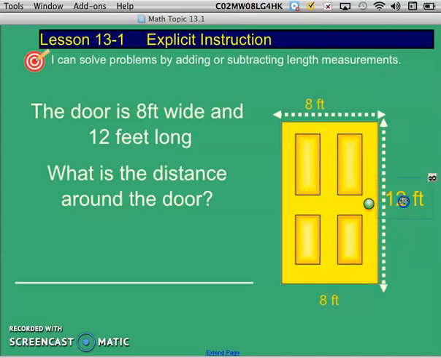Whatever is on the right will also be on the left. On our line, we will write the numbers and then add to find our answer. So, 8 plus 12 plus 8 plus 12 feet. I will give you a few minutes to find your answer.